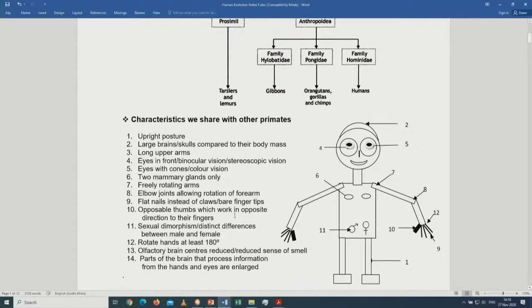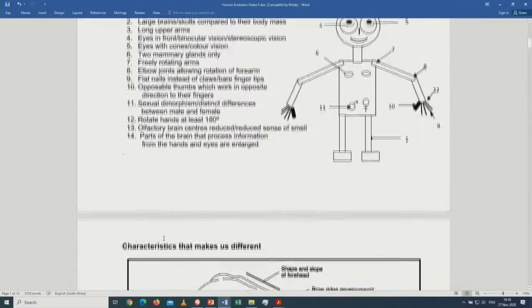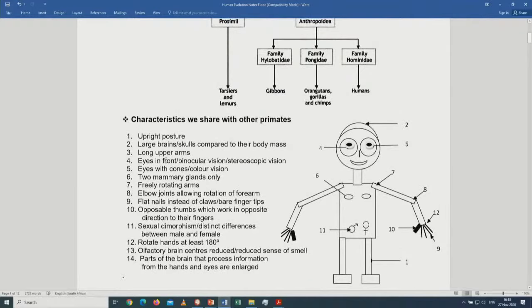thumb, which works in the opposite direction to the fingers, sexual dimorphism, rotating hands at least 180 degrees, reduced olfactory brain centers, and enlarged parts of the brain that perceive information from the hand and eyes. So these are the characteristics that Homo sapiens share with other primates.